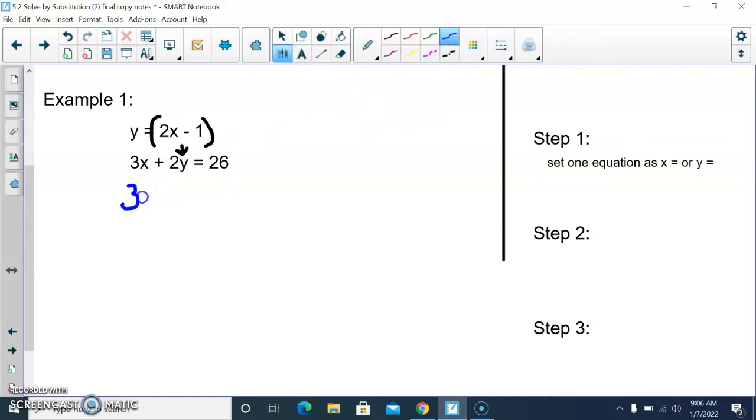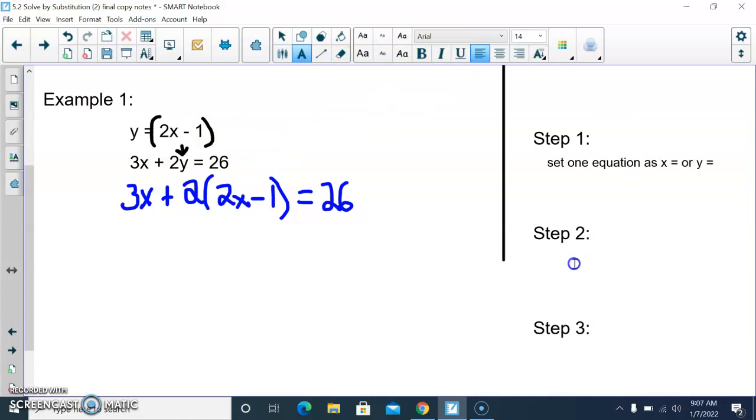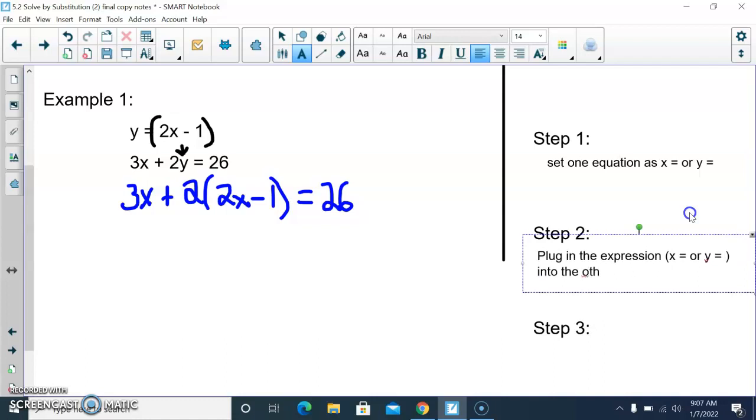So that would become 3x plus 2 times (2x minus 1) equals 26. We're able to do this because y is equal to 2x minus 1, so we're substituting it in. Just like a substitute teacher comes into your classroom and takes the place of your teacher. So step 2 was plug in the expression x equals or y equals into the other equation.